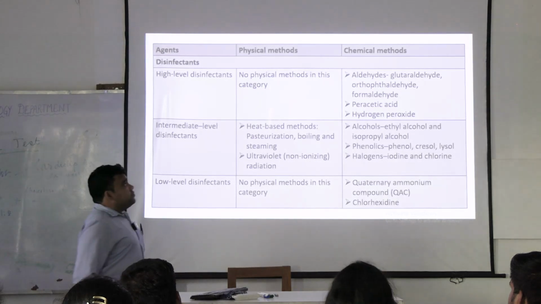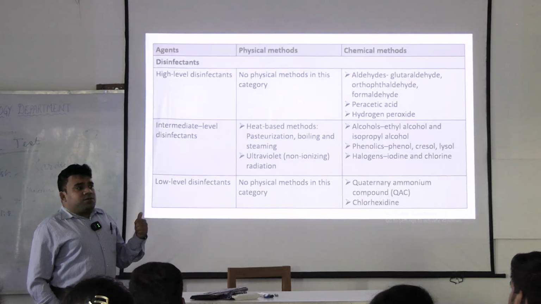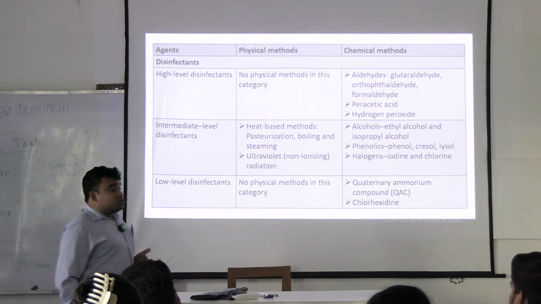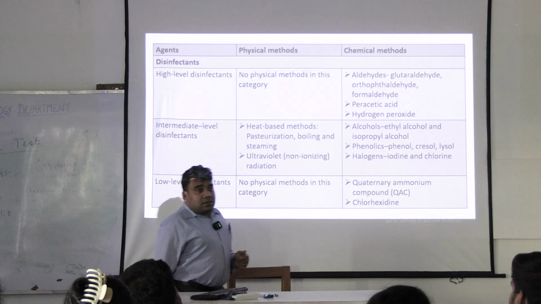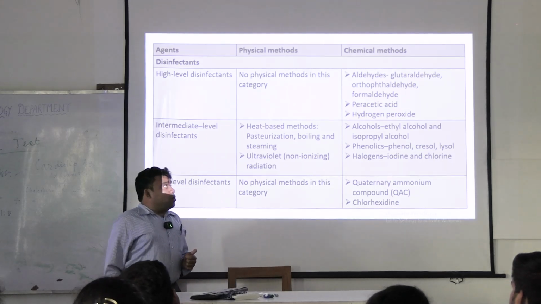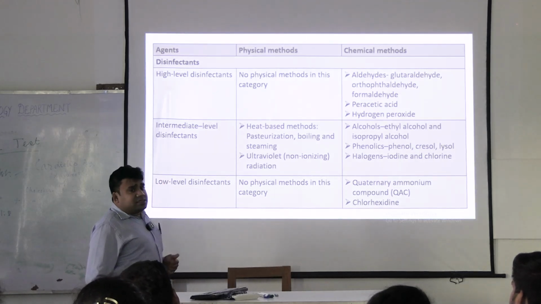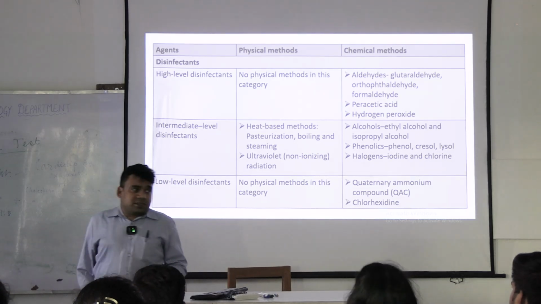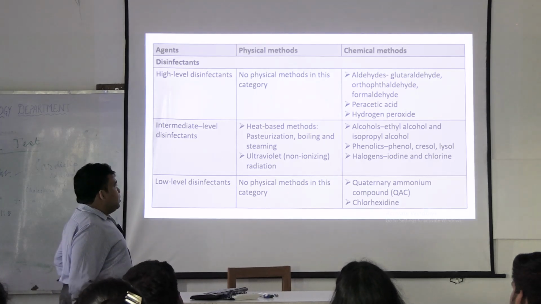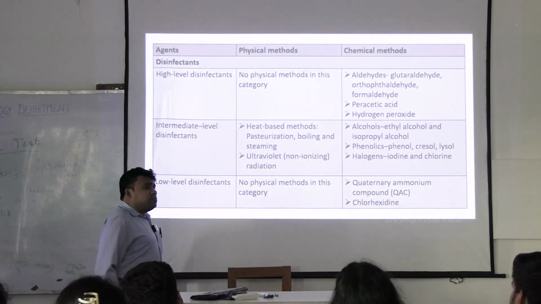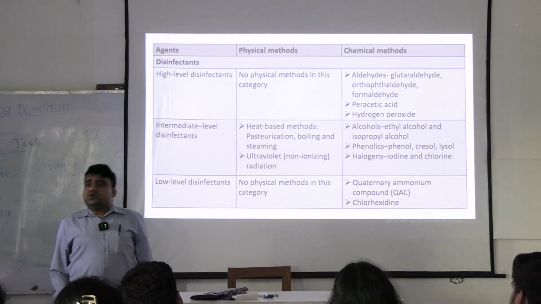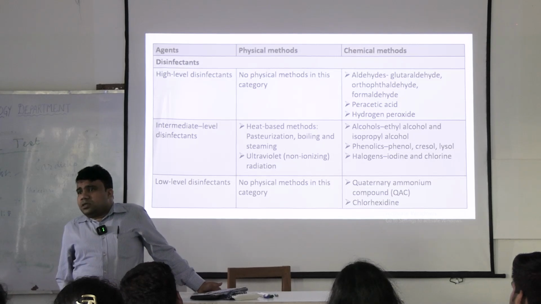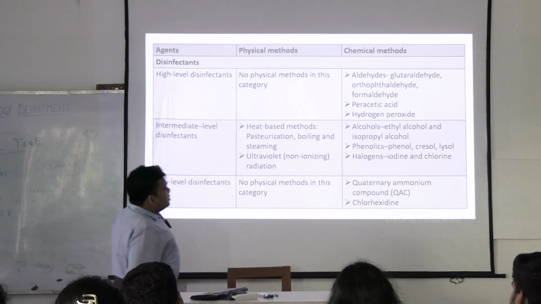Let us look at the high level disinfectants. Obviously, no physical methods are there, because if they were, it would become a sterilizing method. So over here the chemical methods will be aldehydes like glutaraldehyde or orthophthaldehyde, peracetic acid and hydrogen peroxide. Very commonly you will find the use of glutaraldehyde in the hospital premises. Coming to the intermediate level, we have many physical methods like pasteurization, boiling, steaming. These are used in various industrial aspects but not very commonly in the hospital. Nevertheless, boiling and steaming are still used.